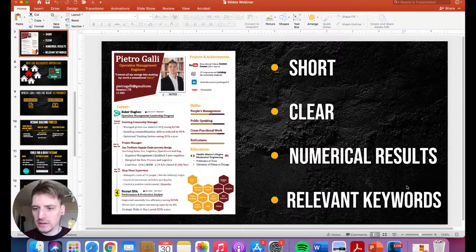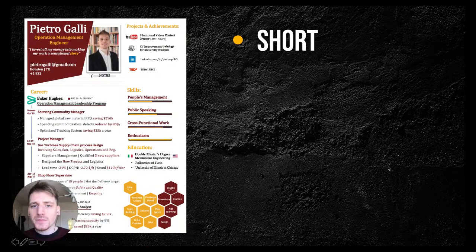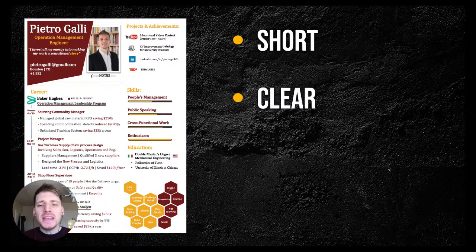Let me show you this. All right. So resume has to be short, has to be clear. And by clear, I mean that the person that is reading that has to understand what is your job in 1 second. So for example, you read my resume over here, bam, you read my name, Pietro Galli, right under that, operation management engineer. Bam, that's what I do.